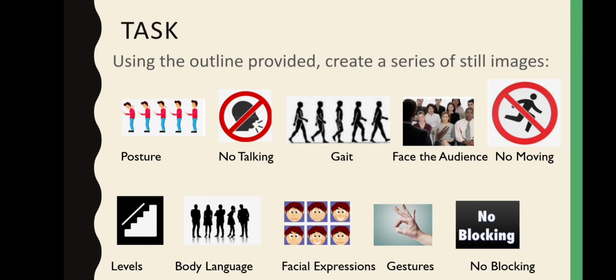Task. Using the outline provided, create a series of still images. You must think about your use of posture. Remember, no talking. Your use of gait. You must face the audience. No moving. Use a range of levels. Use body language to show how you're feeling. Use facial expressions to support this. Hand gestures. And remember, no blocking.